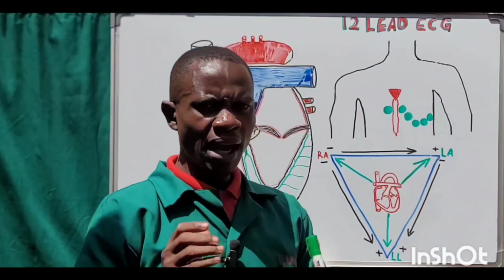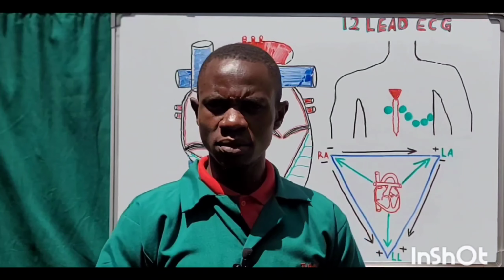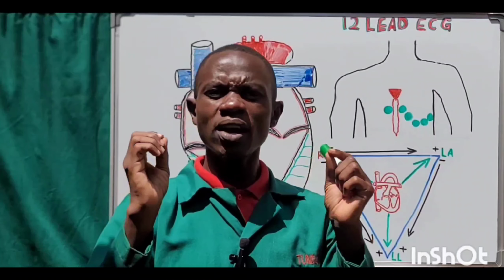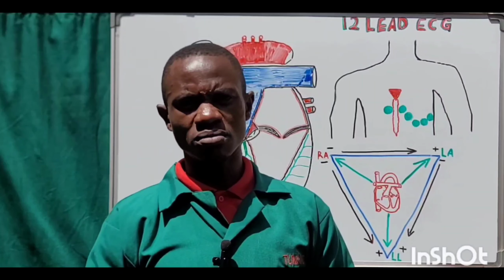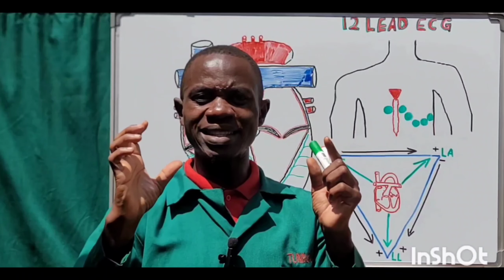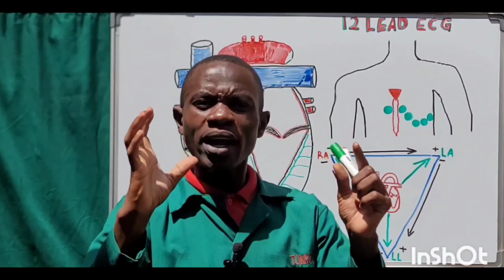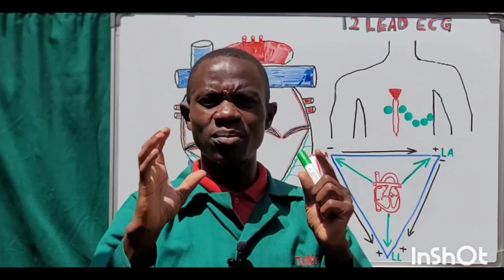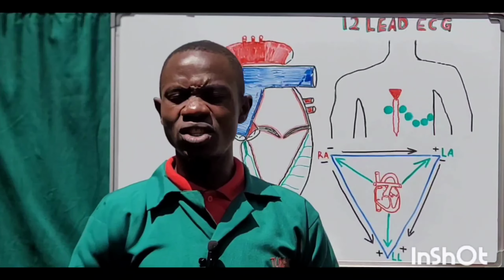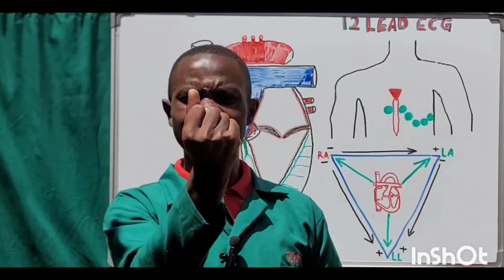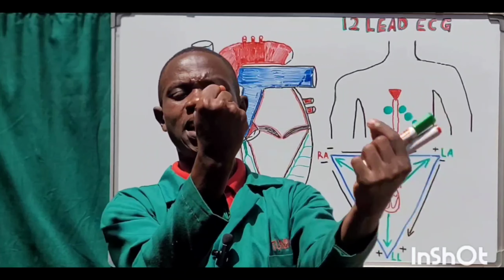Now, I want to first pretend for a minute that a lead is like a camera. Okay, and we are going to have 12 cameras looking at the heart from different angles. So these cameras are going to be our leads. They are going to be looking at the heart from 12 different angles, and all these cameras will be recording an image which can be seen on what we call the ECG paper. Okay, let's pretend for a minute that this is our heart, but now we're putting cameras from different angles.